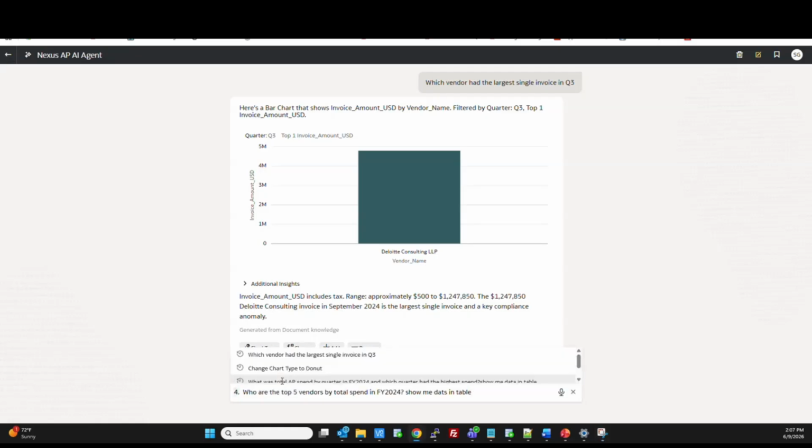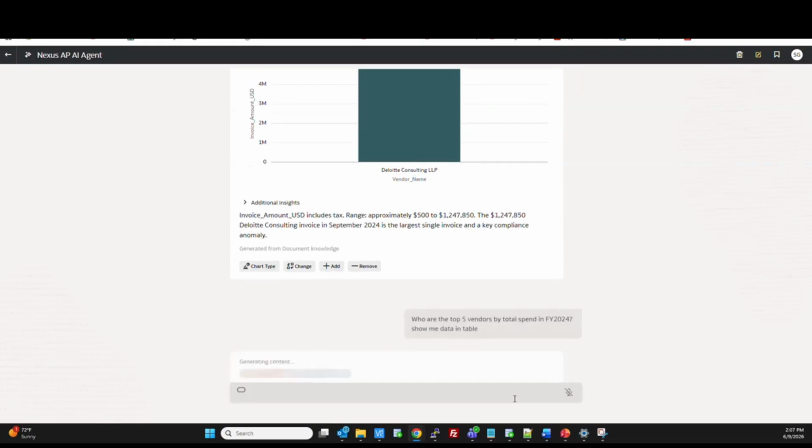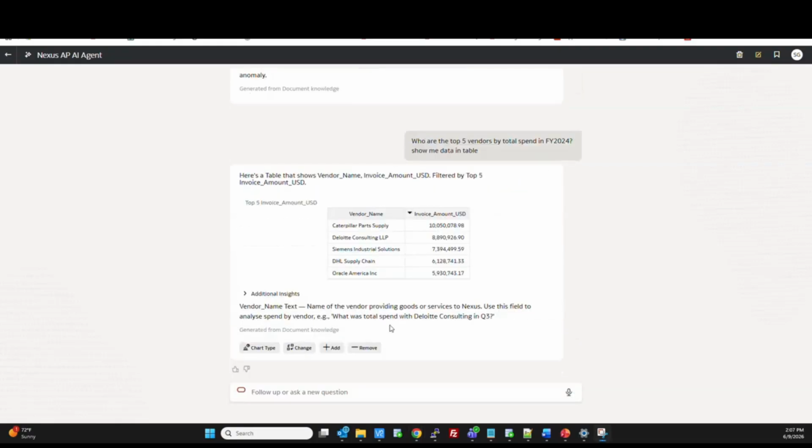My next question is, who are the top 5 vendors by spend in financial year 2024? And show me the data in a table. Here my expectation is to see vendor name and total invoice amount. And as you can see, the agent just showed me the top 5 vendors and the sum of all the invoices they have sent to us.